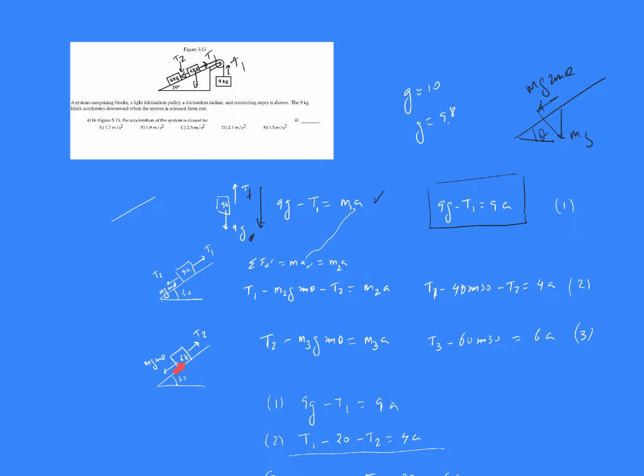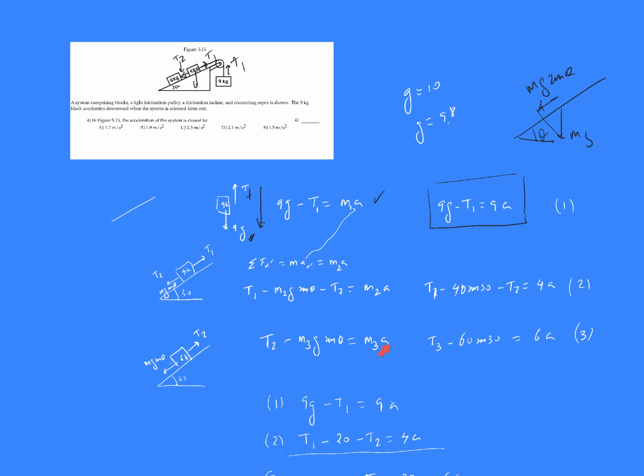Now we do the same thing with the third object, free body diagram. Over the 6 kilogram, there is a force going up and another force going downwards. And there are no more forces. There is no friction, nothing. So T2 going up, positive, minus M3 g sine of theta going downwards, negative, equals M3 A. So the third equation will be T2 minus 60 sine of 30 equals 6A.